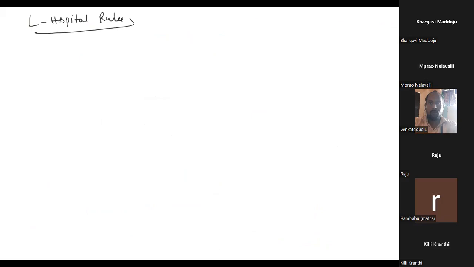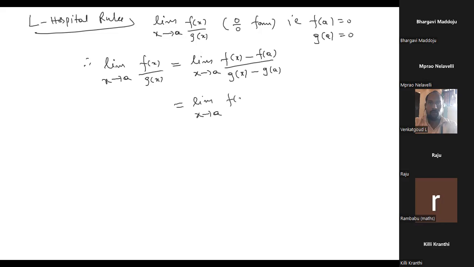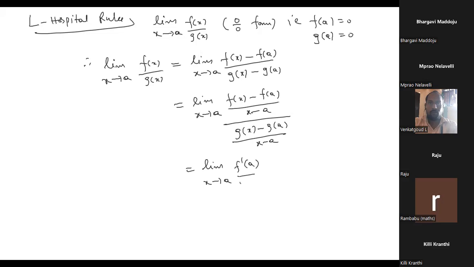So now, limit x tends to a of f of x by g of x is a 0 by 0 form. That is, f of a is 0 and g of a is 0. Therefore, we can write limit x tends to a of f x by g of x is equal to limit x tends to a of f x minus f a, and g x minus g of a, because f of a is anyway 0. So I'll write limit x tends to a of f x minus f a by x minus a, and g x minus g of a by x minus a. So the numerator is f dash a, that is f dash x at a, and this is g dash.